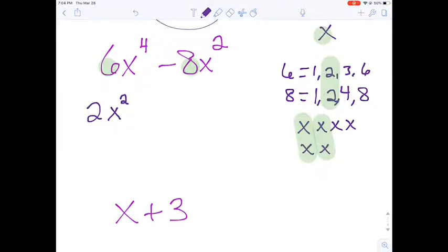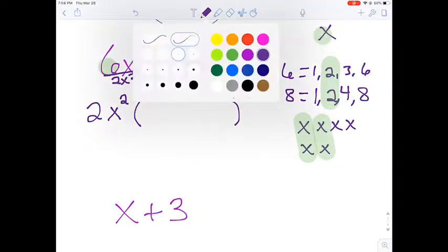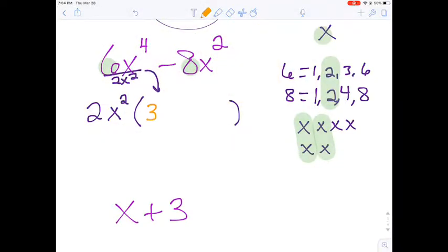To factor it, we need to make up the original problem. So we're reversing the distributive property that we did in the beginning. I'm going to put parentheses because it's a multiplication here. And then I'm thinking, my first term, 6x to the fourth, divided by 2x squared, what's left is going to go in the parentheses. 6 divided by 2 would leave me with 3. X to the fourth divided by x squared would leave me with x squared. We subtract our exponents when we divide.